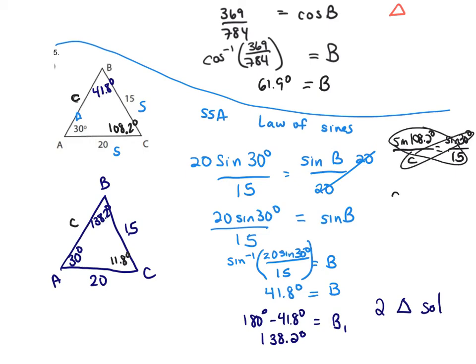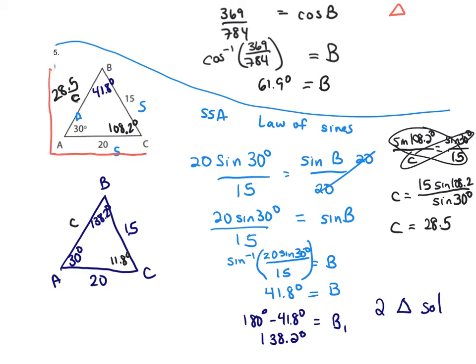Cross multiply and work it out like we've done. You get 15 sine 108.2, and then we'll divide that by sine of 30. So side C is going to be 28.5. Now that's the C for this first triangle. So now this triangle is completely done. We have all three sides and all three angles.